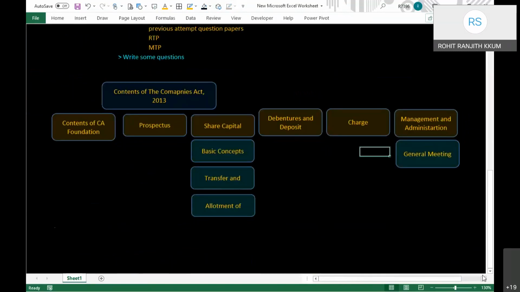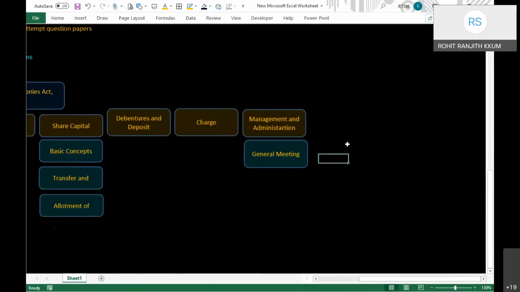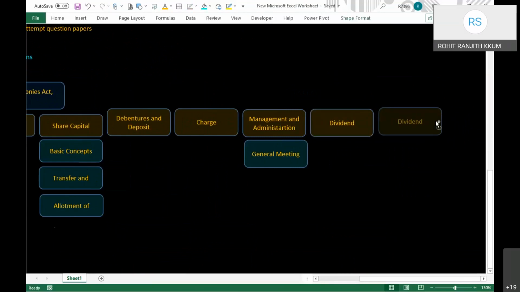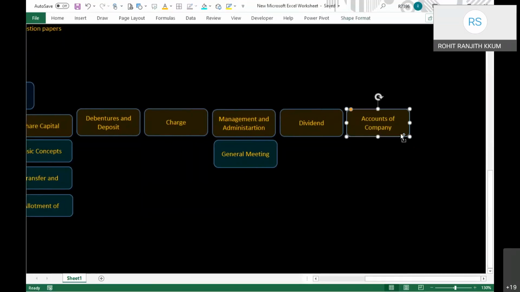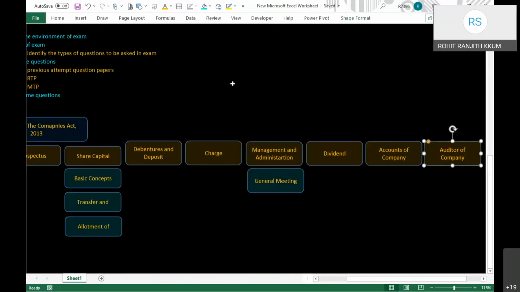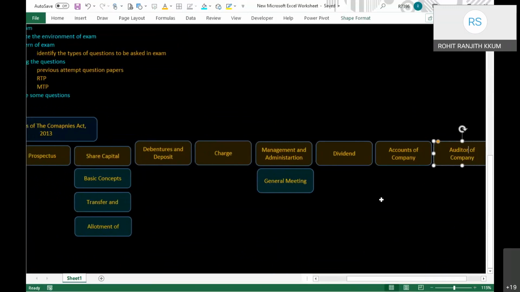General meeting. After general meeting, we have the last three chapters. That is the dividend, after then accounts of company, and the last one is auditor of company. Once you complete this much, guys, your entire 60 marks complete law comes to the end.